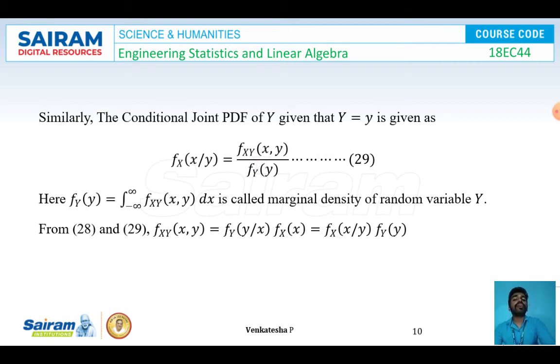In this one, f_Y(y) is called the marginal density of random variable Y, and it is given by the integration from minus infinity to plus infinity of f_XY(x,y) dx. Now, by combining equations 28 and 29, I can say that f_XY(x,y), the joint PDF, will be equal to f_Y(y|x) into f_X(x), which is equal to f_X(x|y) into f_Y(y).